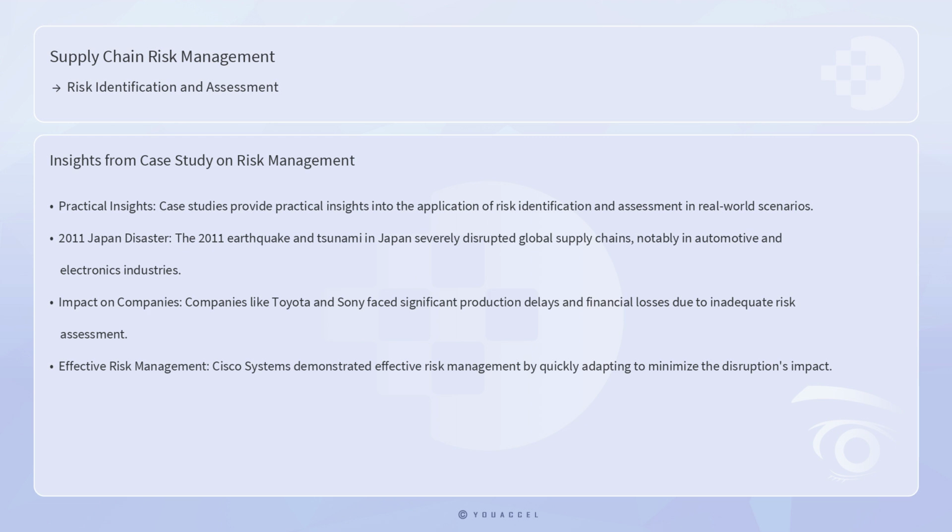Case studies provide practical insights into the application of risk identification and assessment in real-world scenarios. One notable example is the 2011 earthquake and tsunami in Japan, which severely disrupted global supply chains, particularly in the automotive and electronics industries. Companies like Toyota and Sony, which had not adequately identified or assessed the risk of such a disaster, experienced significant production delays and financial losses. In contrast, companies with robust risk management frameworks, such as Cisco Systems, were able to quickly adapt and minimize the impact of the disruption.